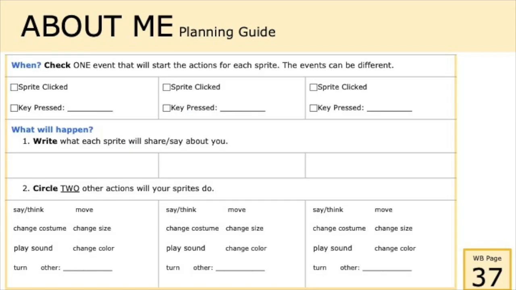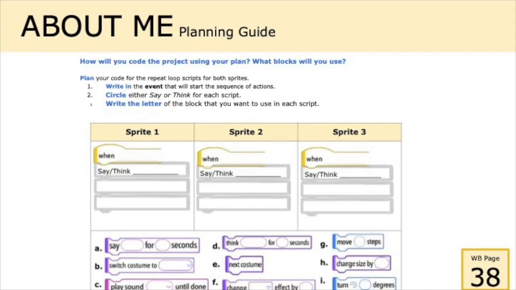The event: for each sprite, they're going to choose if they're going to do sprite clicked or key pressed, because they can choose key pressed if they want to start the actions for each sprite. And then what they will say when the sprite is clicked or the key is pressed. And then the 2 other actions that your sprites will do. So we've given some options. We've also given others, so the students have the option of choosing a different action that is not here. And then, of course, we give the code blocks. So we always try to help with the code blocks.